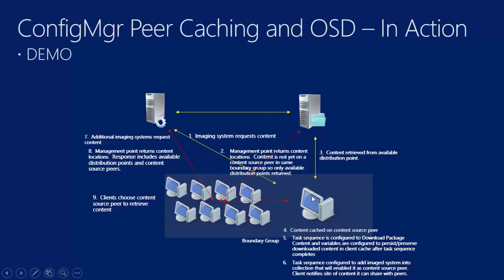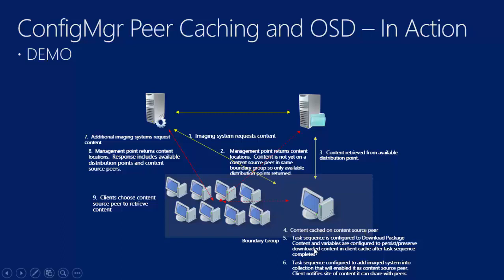So let's assume this is going to be your first machine in a boundary group or a subnet within a boundary group to actually image, and that this machine will itself become a super peer as a part of imaging. So this machine will request the content. The management point returns the content locations. There is no super peer yet seeded with the content, so this one will need to download from a distribution point directly. So the content is retrieved from an available distribution point. The content is cached on this machine, which is going to ultimately be a content source peer.